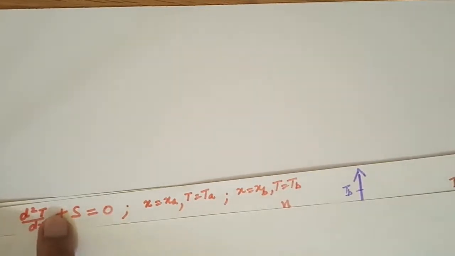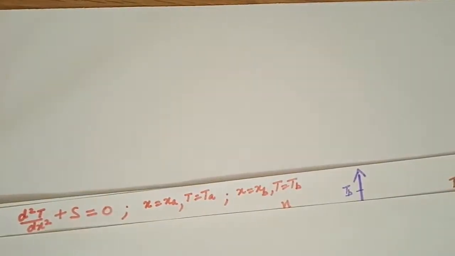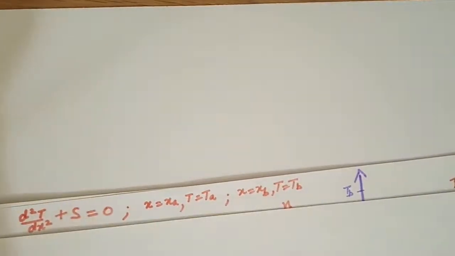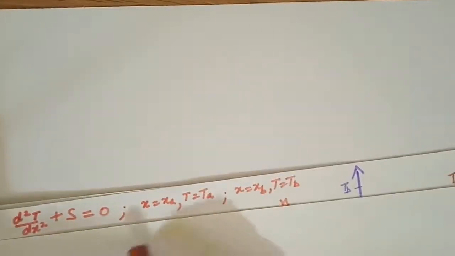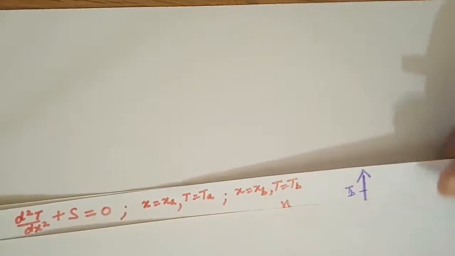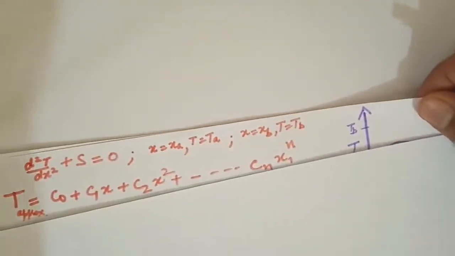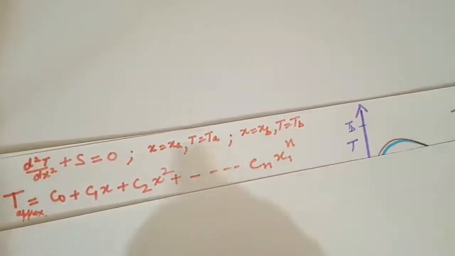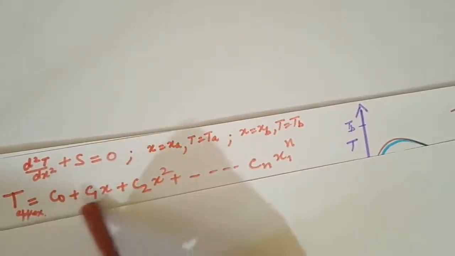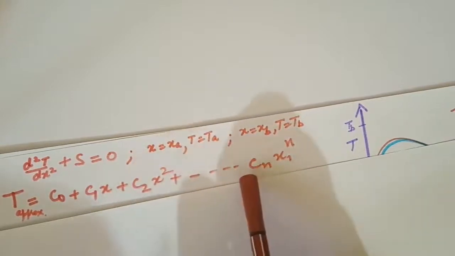So we generally use polynomial functions because these are more friendly: they are easy to differentiate, they are easy to integrate, and also they are continuous. So they don't have any kind of discontinuities. So our first choice happened to be a polynomial function. We designed something like this, that this T approximate looks somewhat like this, with C0, C1, C2 as independent constants.